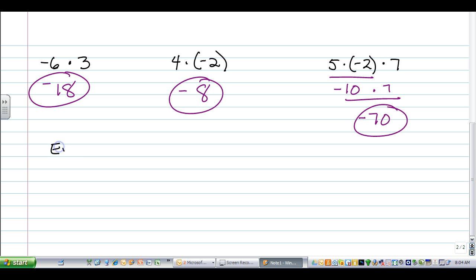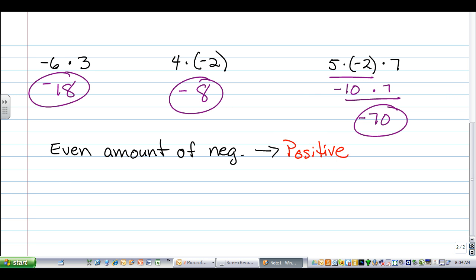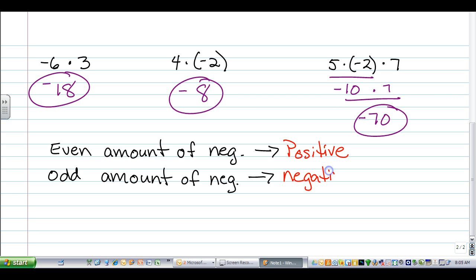So if there is an even amount of negatives, what did we say the rule was? It's going to be positive. And if there is an odd amount, like if there's 1, 3, 5, 7, 9, skip counting odd numbers, then your answer is going to be negative. So even amount positive, odd amount negative.